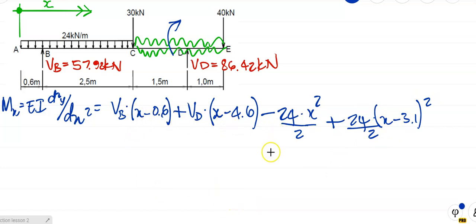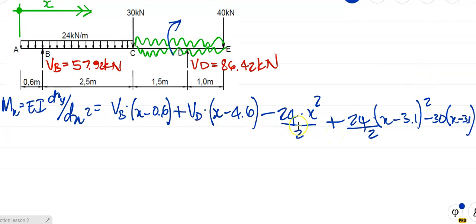So it's 1, 2, 3. Did we get all? We still got that point load there. So it'll be minus 30 times. And how far is it from there to there? What's the distance from C to E in terms of x? It is x minus 3.1. There we go. So there's my two reactions. There's my UDL that goes from A to E. I've made it go all the way there, but of course I've got to counteract that piece there. But that's 24 times its length times half its length minus that force times x minus that over there.